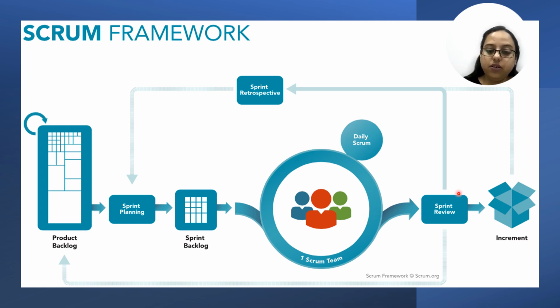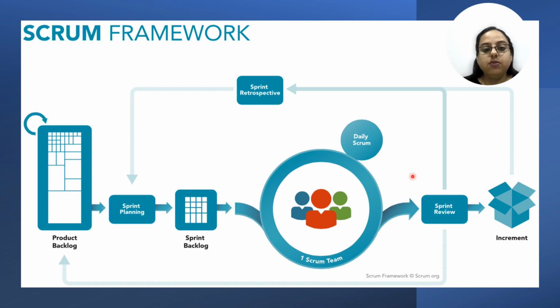At the end of the sprint, there is an event called the sprint review, wherein the done work is demonstrated. This is an event wherein the inspection happens on the increment produced by the Scrum team, and then feedback is sought from the stakeholders, and then we move ahead.